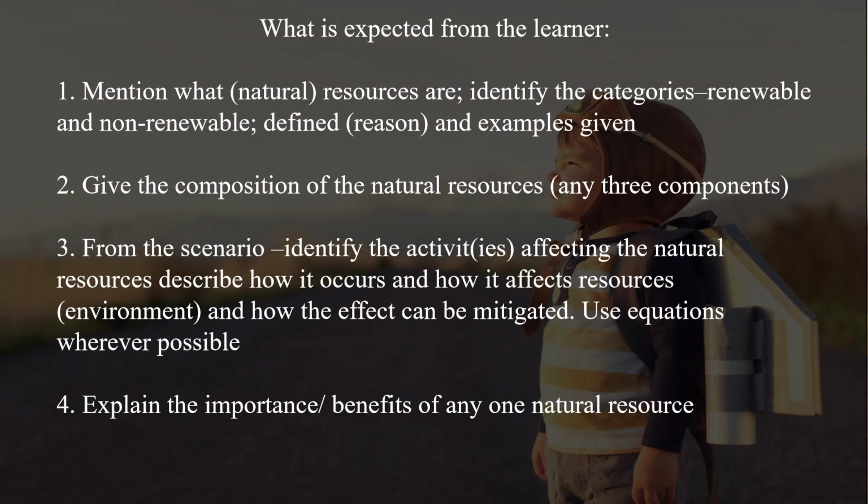Let me repeat. One, you mention a category. You give a reason for the categorization, that is by defining, and you give an example. Do not forget to give the composition or the components. You give at least three components. If you don't give a composition, it means you have not done any work. Yes, you have to give the composition. Now, from the scenario, you identify the human activities affecting the natural resource, how the impact occurs, and how to mitigate it. And lastly, you give the importance or the benefit of the natural resource.